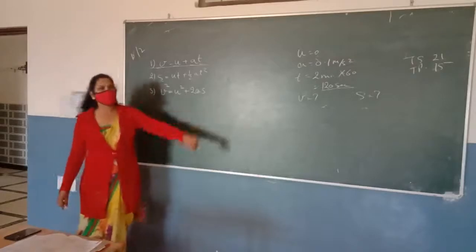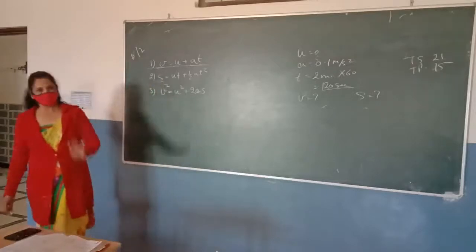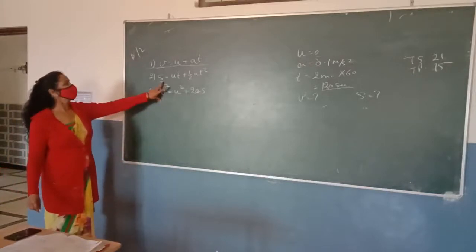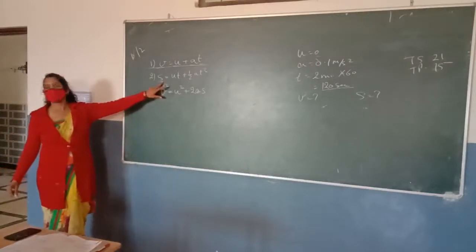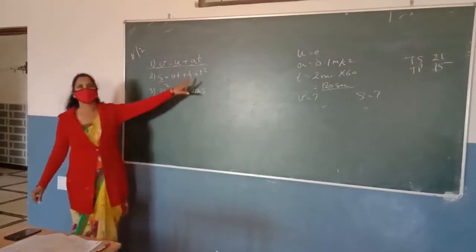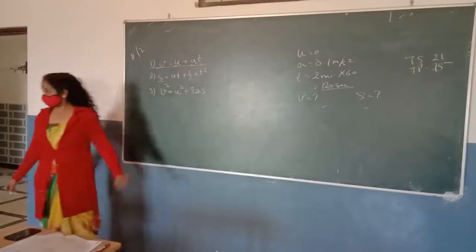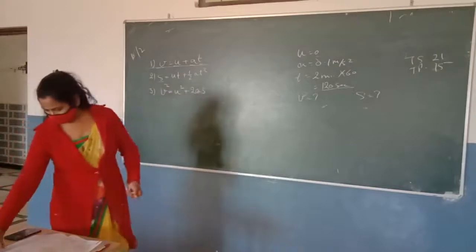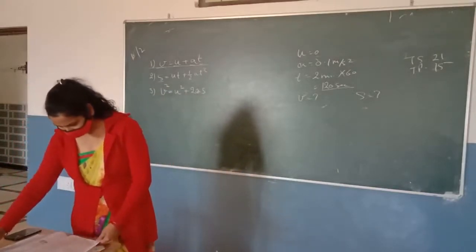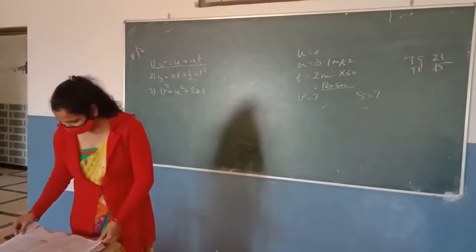And for the second part, for finding the distance covered, we can use the second equation of motion because we know the values of u, t, and a. Good. So please do your questions. Do this one yourself. If you have any problem in solving the question, I will explain it to you. Otherwise, do this question yourself.